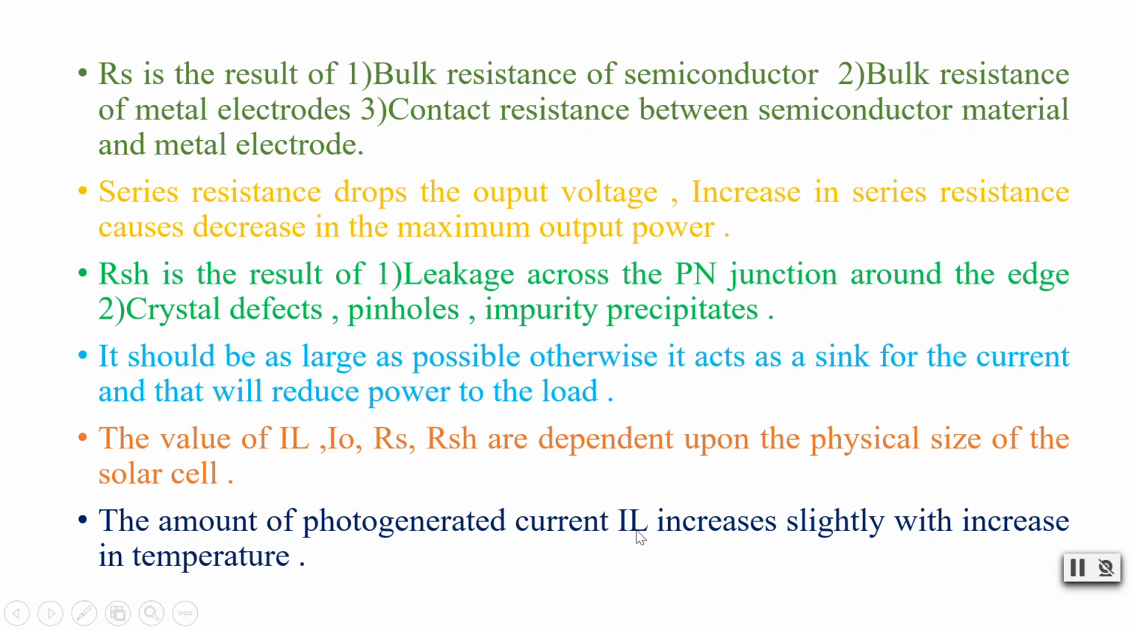The amount of photo generated current IL will increase slightly with increasing temperature, because when temperature increases, the band gap of the semiconductor material decreases, so it can absorb more of the solar spectrum. As the band gap decreases, more of the solar spectrum can be absorbed, so it will result in a slight increase in the photo generated current.